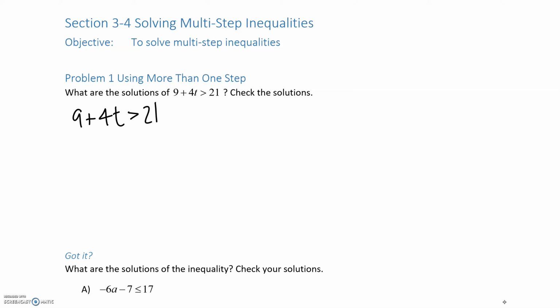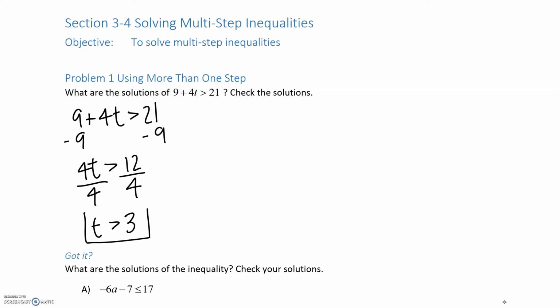Our first step is going to be to get this 9 away from this t. So we are going to subtract 9 from both sides. That leaves us with 4t is greater than 12. Okay, our next step is to get this 4 away from t. So we are going to divide both sides by 4. That leaves us with t is greater than 3. Okay, so that's going to be our answer.